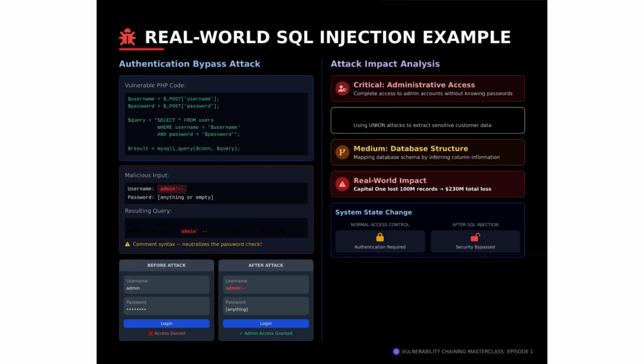Here's how it looks in practice. On the left, normal login fails without the correct password. On the right, with the payload admin quote --, the attacker bypasses authentication entirely and gains admin access.